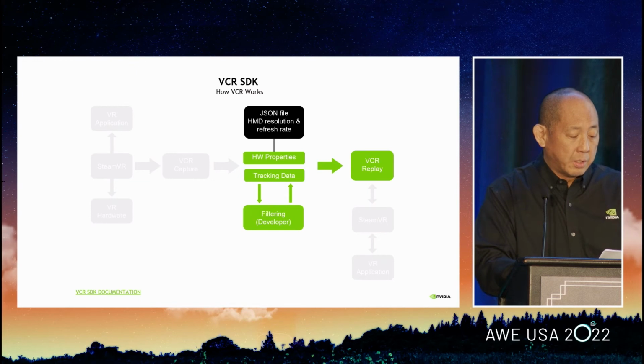In addition to record and playback, the saved hardware properties, specifically headset resolution and frame rate, can be edited in a JSON file, so various HMD resolutions can be replayed without having to recapture using multiple HMDs.